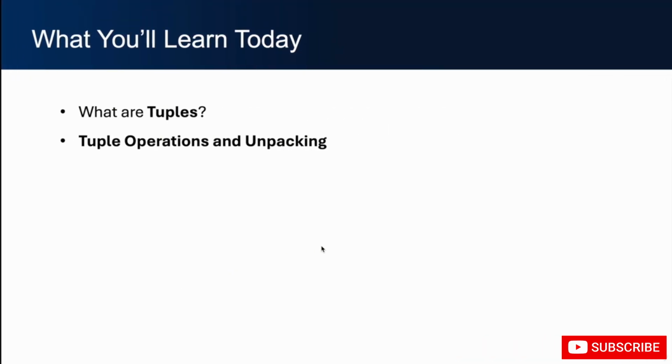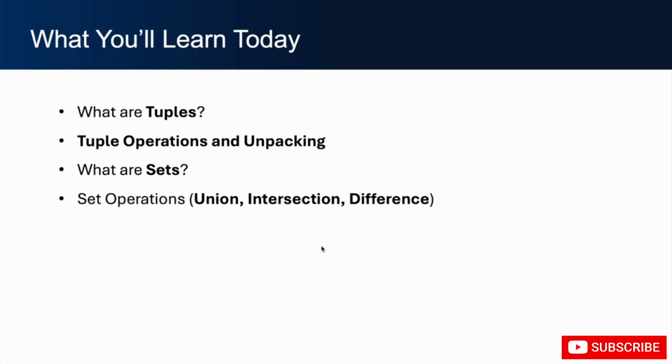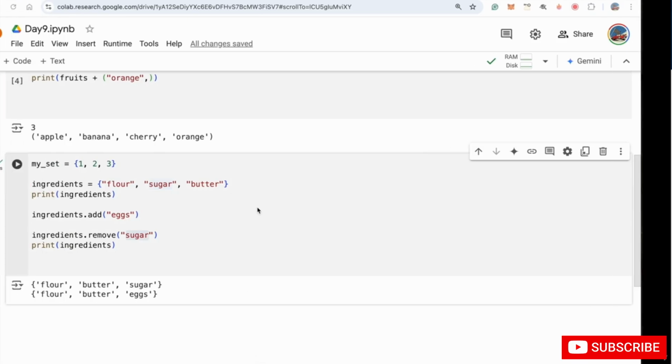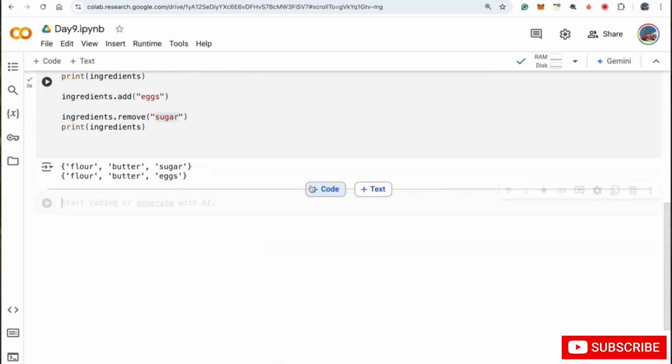Next, let's look at set operations. For set operations, I'm going to talk about union, intersection, and difference. Union is one which combines two different sets. Intersection is common items in two sets. Difference is items in one, not in the other. And is subset checks if it is a subset of another set. So let's go ahead and create a new one.